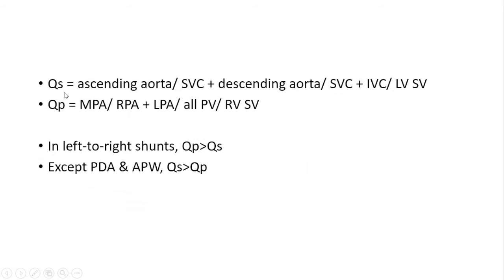So a systemic flow can be calculated by using the flow across the ascending aorta, or SVC and descending aorta, or SVC with IVC, or left ventricular stroke volume. Pulmonary flow can be calculated by using Q flow across the MPA, RPA plus LPA, or all pulmonary veins, or the right ventricular stroke volume.